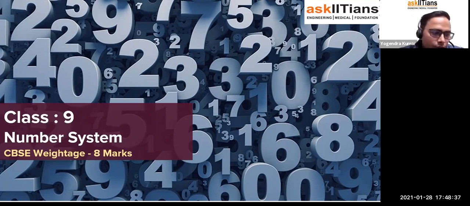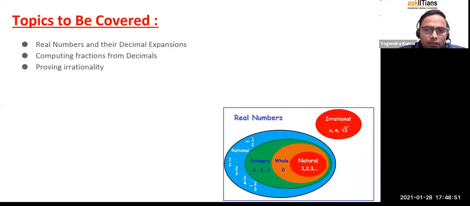We need to talk about different types of numbers, like last class we discussed. So I want to give a brief intro of what we have done in the last lecture. We discussed numbers, real numbers. As I told you, real numbers are all the numbers which we study, those are all counted as real numbers. Now real numbers can be divided into two parts.